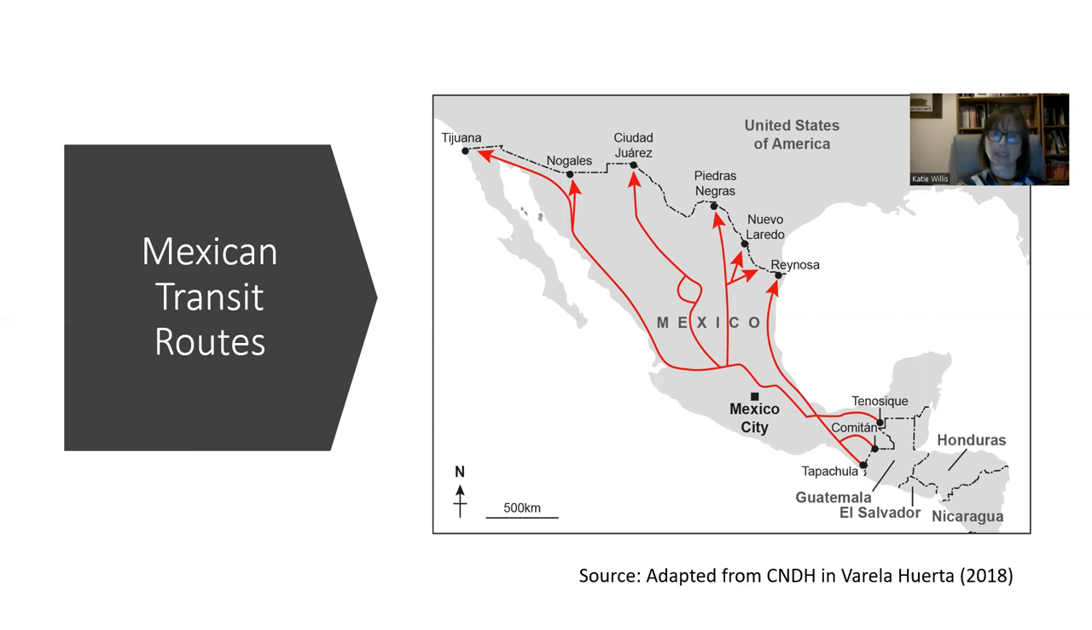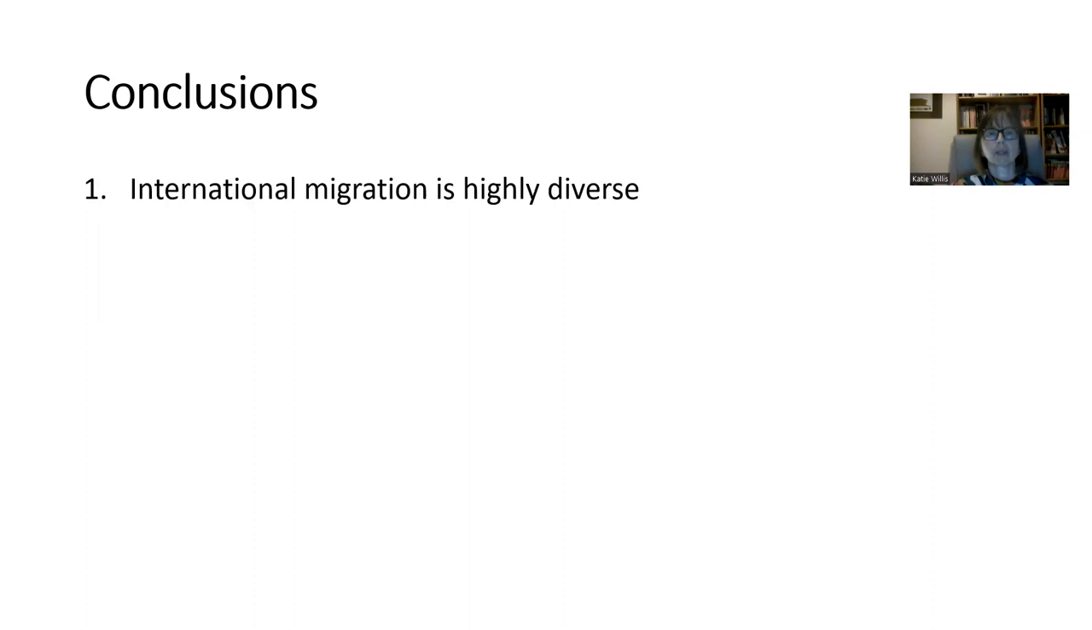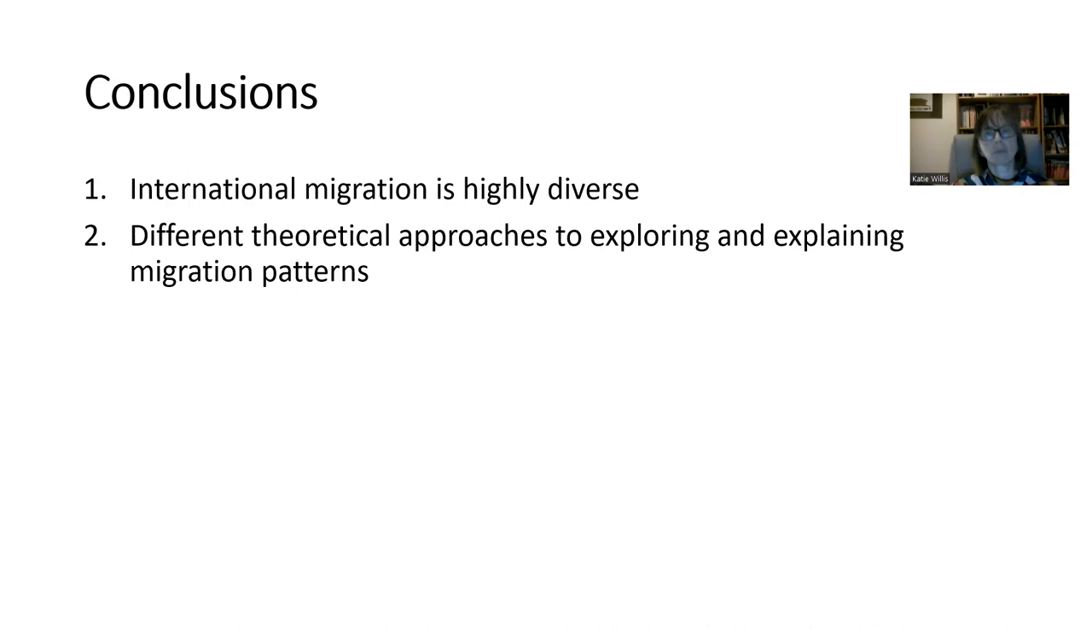So by way of conclusion, international migration is highly diverse, a really important message, and again, one you really have to remember when thinking about making sweeping generalizations about international migration. There are different theoretical approaches to exploring and explaining migration patterns. And whenever we look at a particular migration issue, we need to think about what theoretical approach is being adopted or which might be suitable.